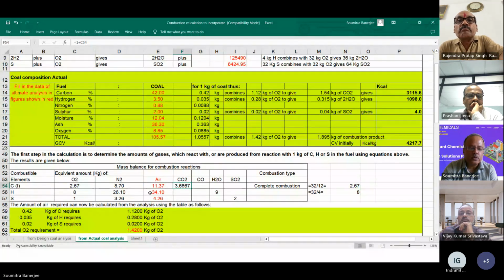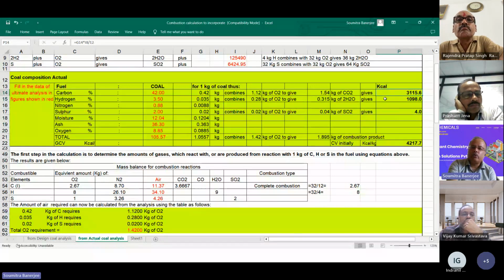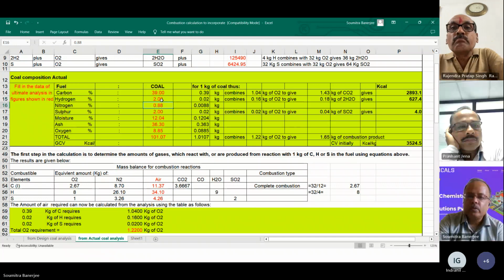Hydrogen, similar thing. Here you can see hydrogen is giving quite a big number. Not only carbon, but also hydrogen is giving a big number. If you just alter this a little bit, say carbon 39% and hydrogen 2%, it drops down to 3524 kilocalories.